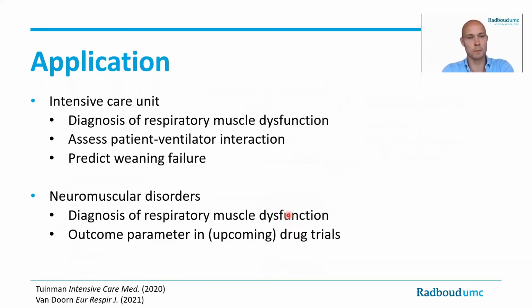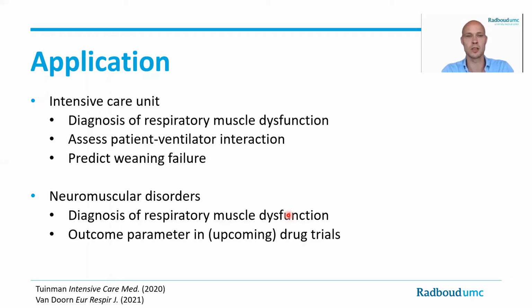So, but why would we want to scan these muscles? There are different applications when you would like to scan these respiratory muscles, and mainly they're scanned in the intensive care or in patients with neuromuscular disorders. So in the ICU, you can use it, for example, to diagnose respiratory muscle dysfunction, and it primarily focuses on the diaphragm. For example, if the diaphragm may play a role in difficult weaning. And with respect to weaning, it is also used as a parameter to predict weaning failure.